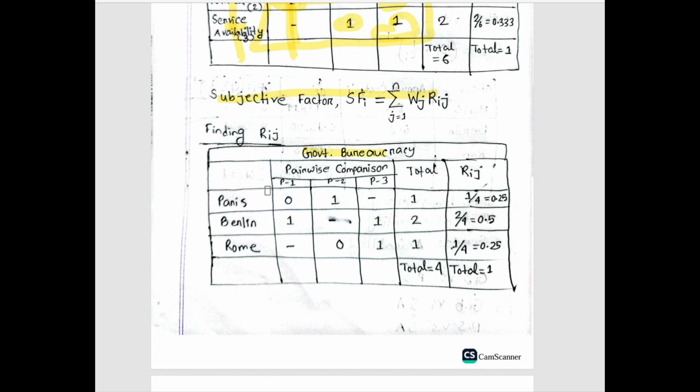Again, the shortcut for calculating the RIJ factor: take this table. How many 1s does this table contain? First one, second one, third one, and fourth one. Total 4 ones. And how many 1s does the first row contain? Only one. That means 1 by 4. The RIJ factor for government bureaucracy for Paris is 0.25. The RIJ factor for government bureaucracy for Berlin is 0.5. The RIJ factor for government bureaucracy for Rome is 0.25.